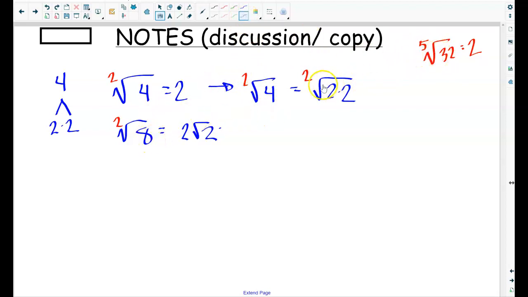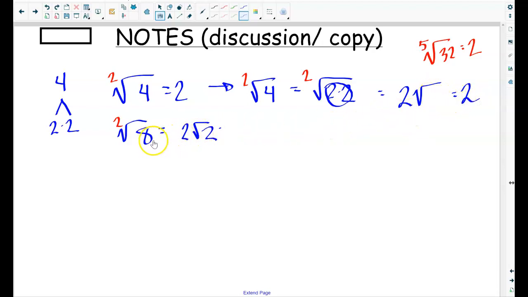Notice what I did. 4 breaks down to the primes 2 times 2, and since the index is 2, every time a number repeats, I circle it, and every time they appear in a pair, they pop out of the radical. So here's the radical. This 2 and 2 pop out just one time. Nothing is left over, so the answer is 2.